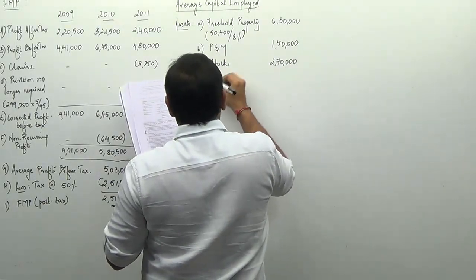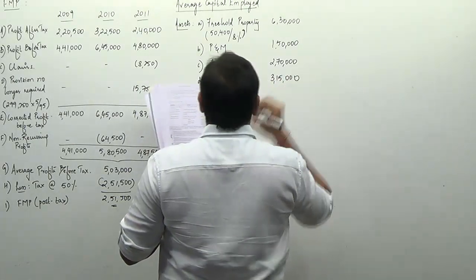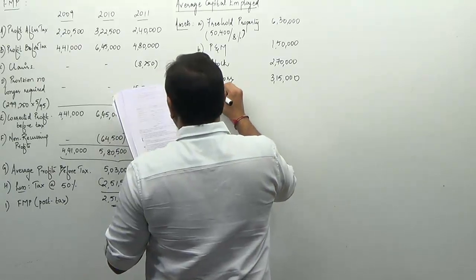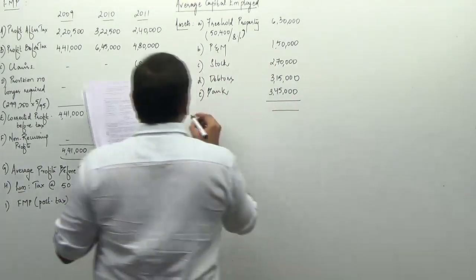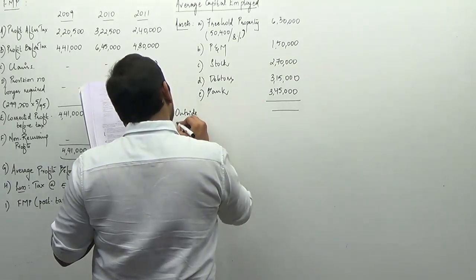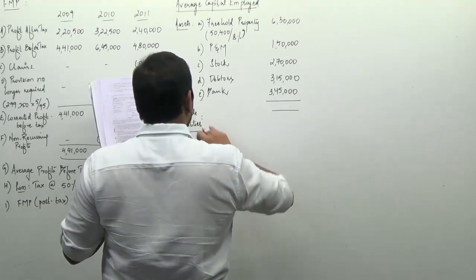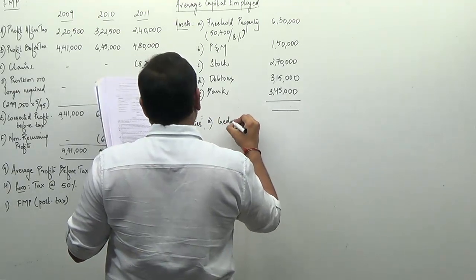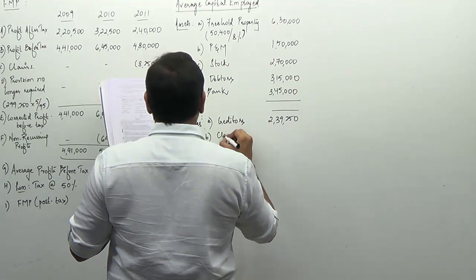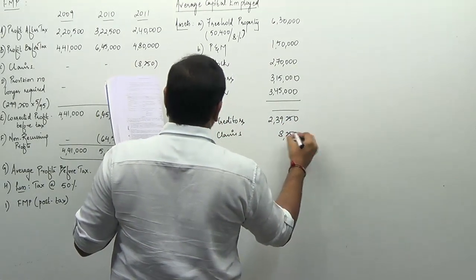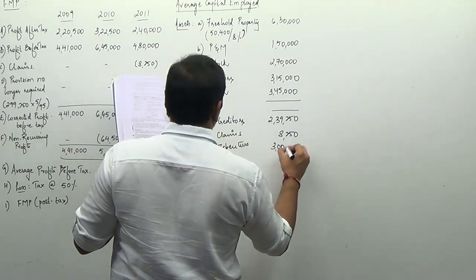I have an adjustment for debtors. Add back that 15,750 rupees of provision, you get 3,15,000 rupees of debtors. Bank balance as it is 3,45,000. Total assets. Reduce your outside liabilities from this. The first of the outside liability is your creditors, 2,39,250. Claims, which we omitted to take into consideration, 8,250. Debentures, 3,00,000.